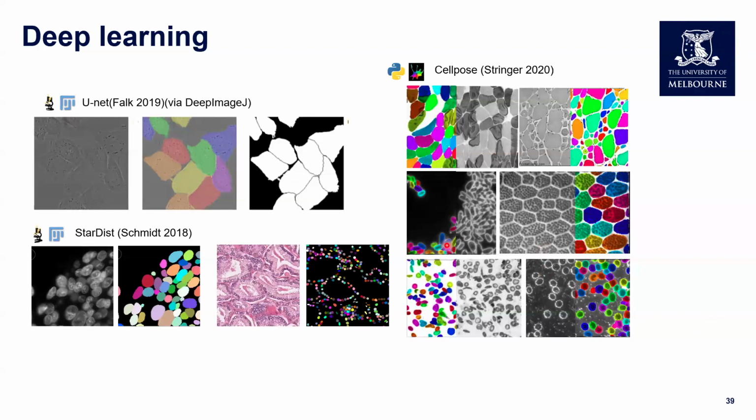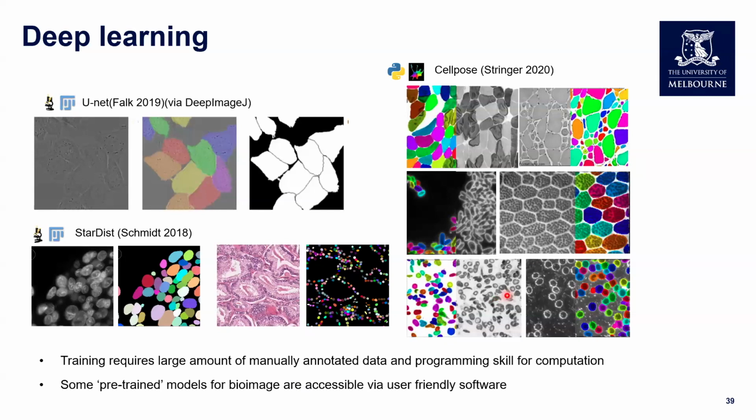So here you can see, even from those quick examples, the usefulness of the deep learning approach. The thing is, most of these approaches require a large amount of manually annotated data and also programming skills to develop the trained model. But luckily, there are some pre-trained models for this type of image, which are accessible via user-friendly software such as Fiji, CellProfiler, and Ilastik, and Ilastik is through the BioImage Model Zoo. So yeah, those programs can also be used to access those pre-trained deep learning models.